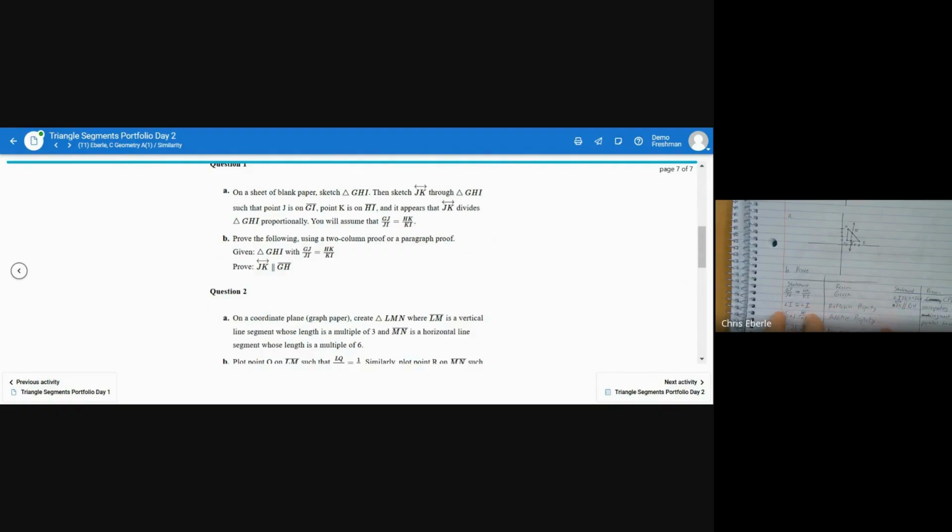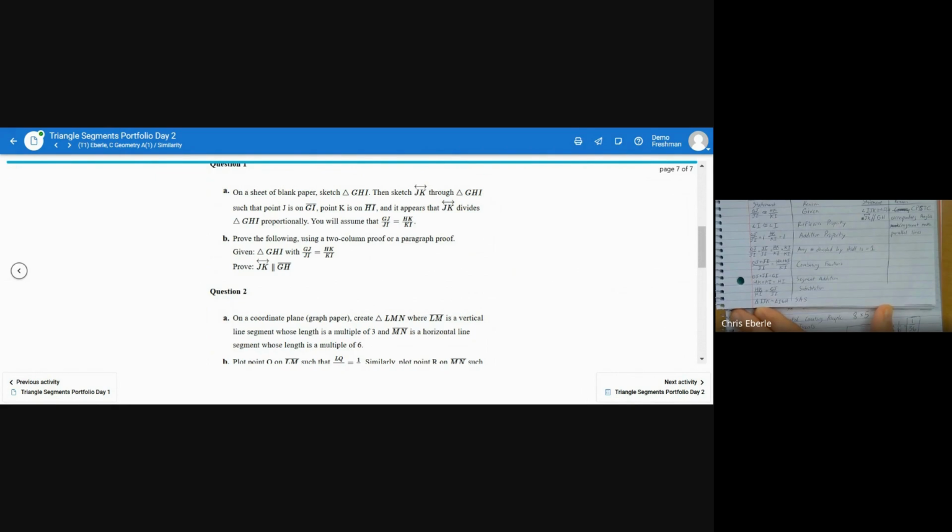All right, so part B says prove. So I've got this enormous proof, and I'll try and see if I can fit it all on the screen here. So part B is the proof that goes with this problem. Okay, and I'm just going to tell you right off the bat, I use the proof from the example on the lesson. Okay, so I didn't come up with this whole proof myself.